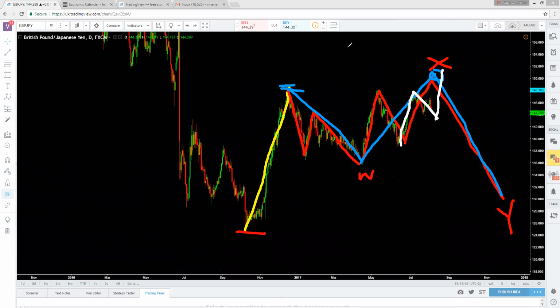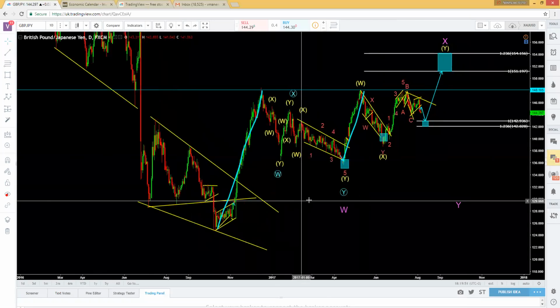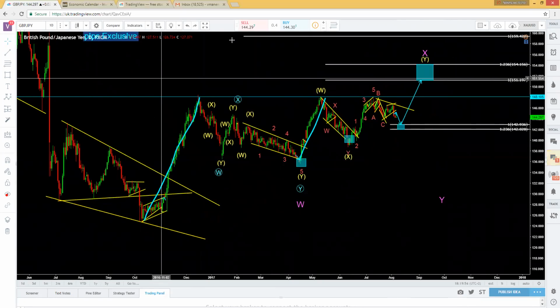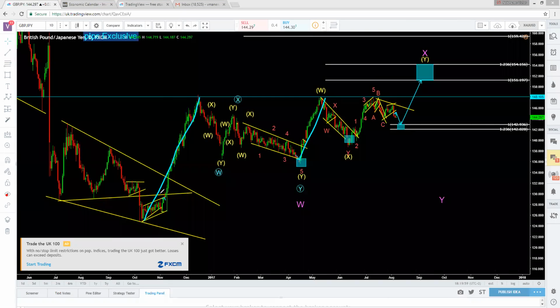Okay, so I'm gonna clear everything out and bring out my original analysis that I have blanked out here. Okay, so you can see what I'm looking at here. This is the analysis. Nothing has changed here. This is still my impulse. Okay, change color.